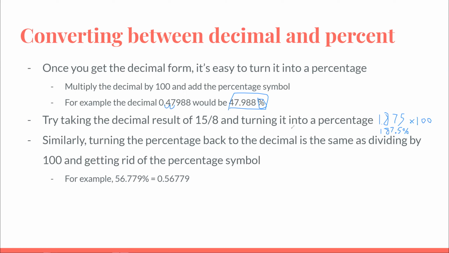Similarly, turning the percentage back to the decimal is done the same way, by dividing by 100 and getting rid of the percentage symbol. For example, 56.779% would be 0.56779, because what you're doing here is dividing by 100 and getting rid of that percent sign.